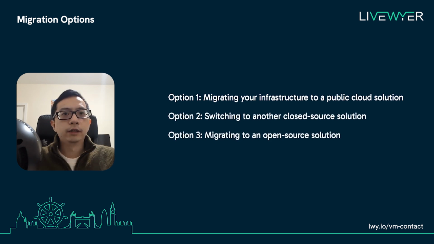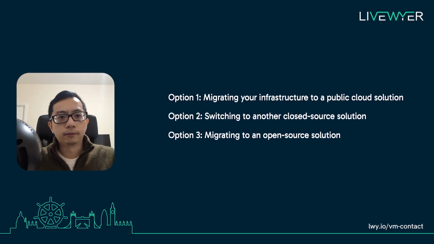We are going to be going into detail about option 3 and demonstrating a migration to an open source solution, KVM, on Kubernetes. Because if you want to modernize your application by converting it to a cloud native architecture, the de facto method is to have a Kubernetes cluster. But what is KVM?